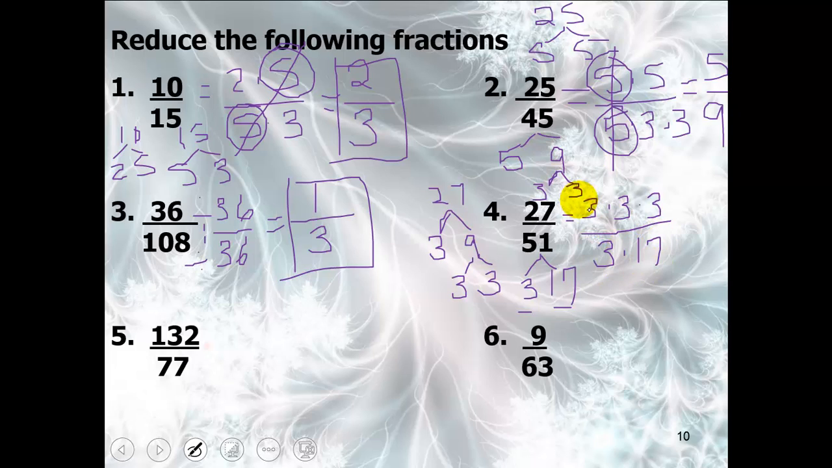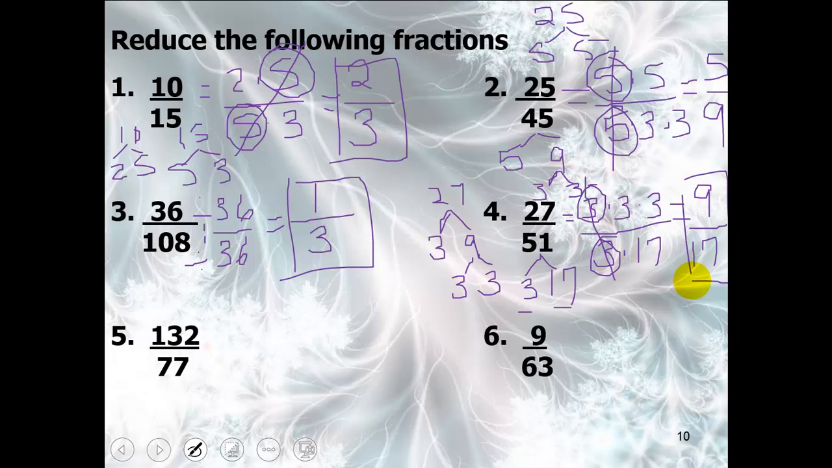Now I have a 3 in the numerator and a 3 in the denominator, and I can cancel those out. I have nothing else that's common between the top and the bottom, so now I can multiply straight across, and I get 9 over 17, and there's my final answer.